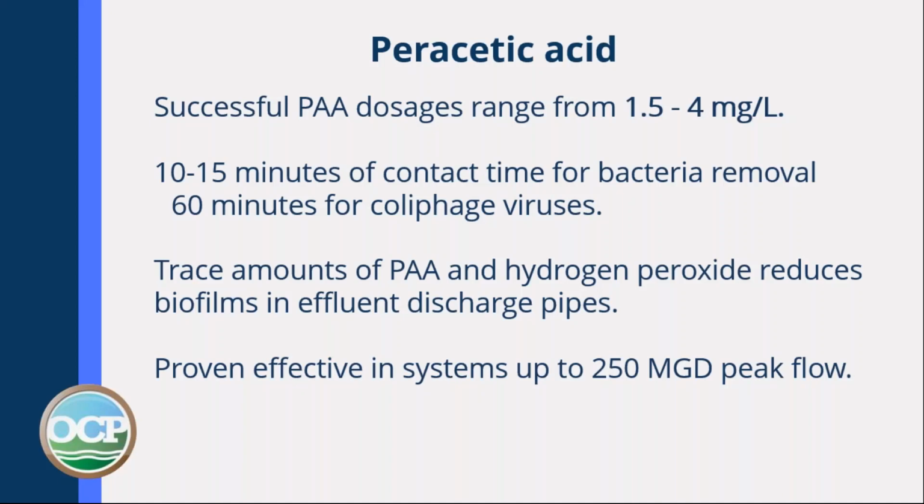Trace amounts of PAA and hydrogen peroxide reduce the biofilms in your effluent discharge pipe, so it'll keep your system clean as well. It's been proven effective in systems up to 250 million gallons per day peak flow.